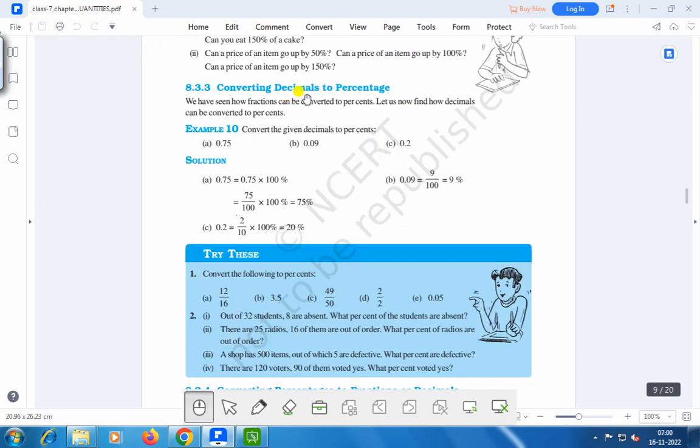Converting decimals to percentage. Suppose the decimal is 0.75, that is 0.75 into 100%, right? That is 75 by 100 into 100%, that is 75%. 0.09, that is 9 by 100 into 100%, that is 9%, right?